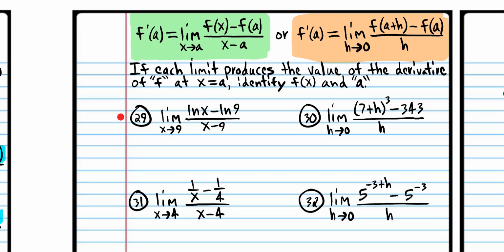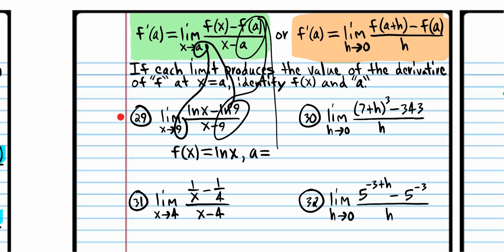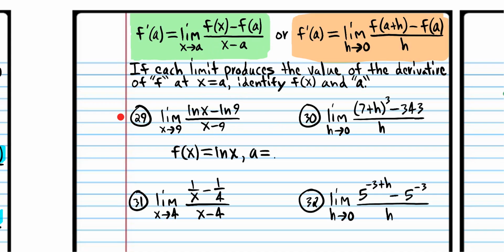So immediately we can see, as long as we can identify what formula we're using, we know the function, it's natural log x. And we're also supposed to figure out what a is. Where are we finding the derivative? If we find this limit, it's the derivative of the function at what x value? Well, obviously, we just look for a. It's in 3 different places, so we're finding the derivative of the function natural log x when x is equal to 9.